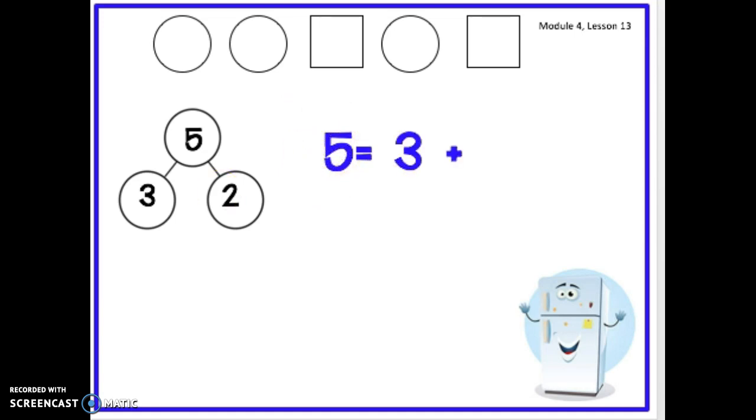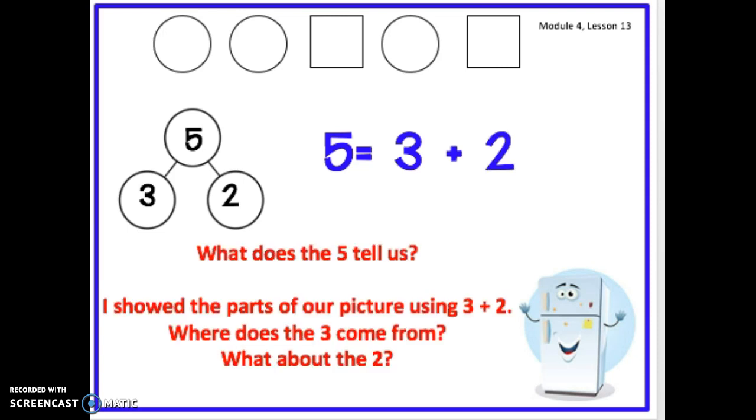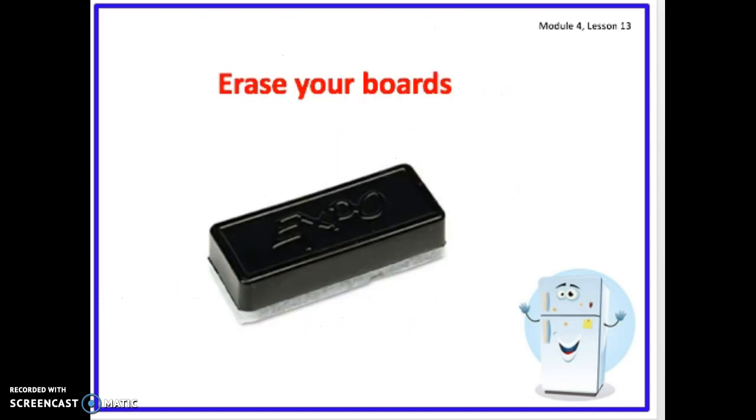What about the 3 plus 2? The 5 is our whole number. And where does the 3 come from again? Yes, we have 3 circles. And where does the 2 come from? You got it, the 2 squares. Great job. Go ahead and erase your boards.